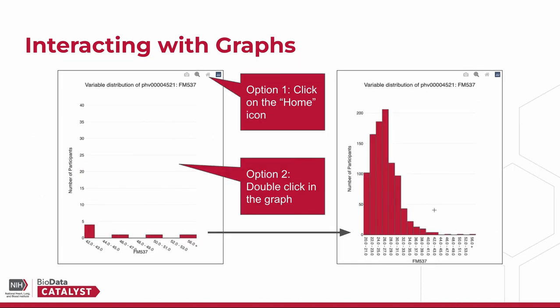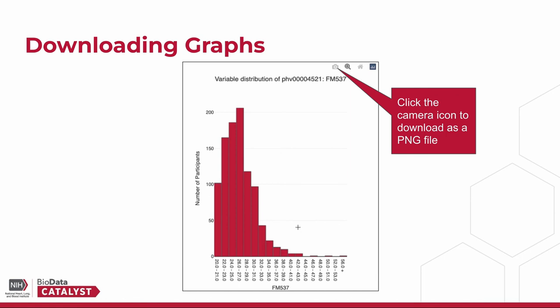There are two options to reset the graph to the original parameters. First, we can click on the home icon in the top right corner. Second, we can double-click anywhere in the graph to return it to the original state. If we are interested in downloading the graph, we can click on the camera icon in the top right corner. This will download the file as an image file with a PNG extension.